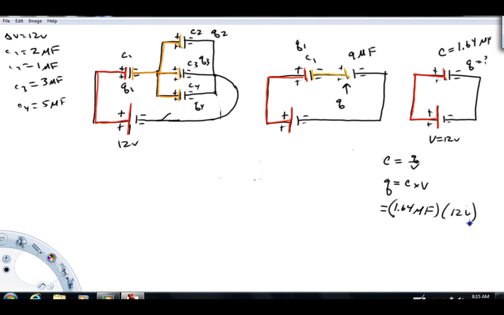So we go ahead and calculate a value here for the charge. I get 19.68, I'm just going to round that to 19.7 microcoulombs. So this charge is now not unknown, that's now a known value. So the charge on that capacitor is 19.7 microcoulombs. Again, remember that a farad is a coulomb per volt. So when we take a coulomb per volt times volt, these cancel and we're just left with microcoulombs.